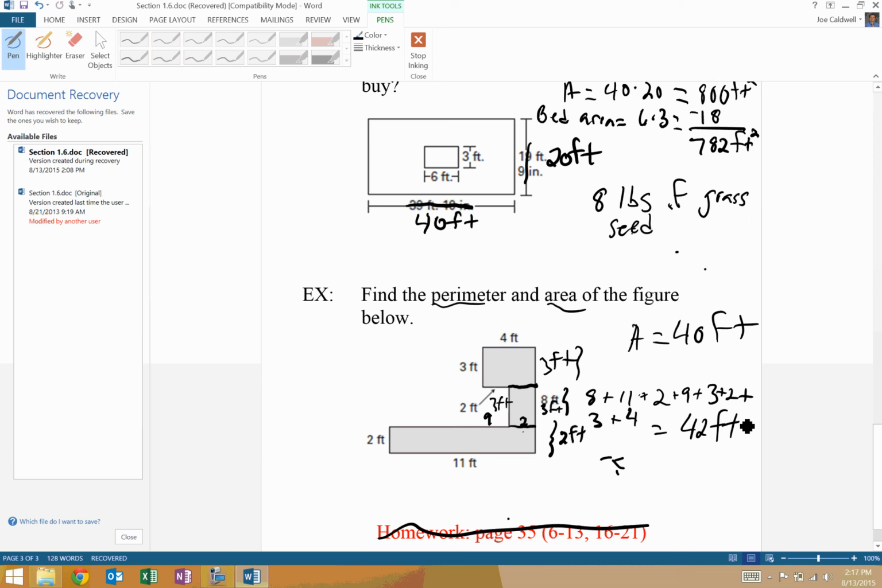feet. All right, so that was a complicated one. You might have a few questions on that one. That's okay. We'll obviously discuss more in class.